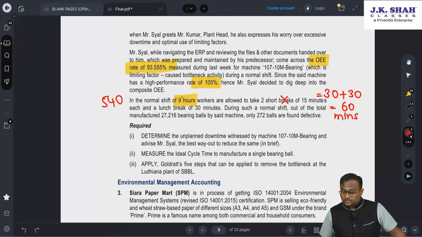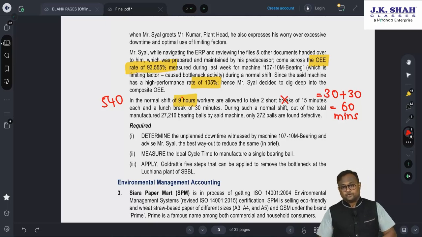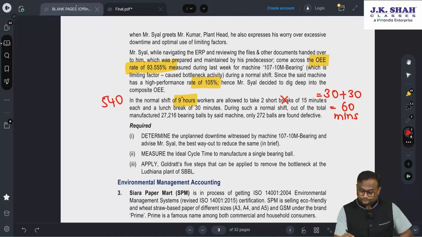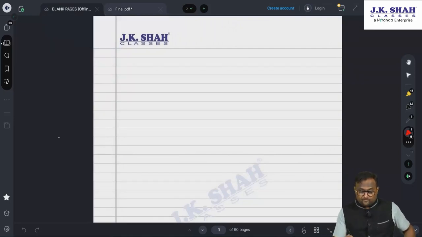Determine the unplanned downtime witnessed by the 10710M bearing manufacturer and advise Mr. Sial the best way to reduce the same. Measure idle cycle and apply Goldratt's 5 steps that must be applied to remove the bottleneck at the Ludhiana plant of the company. Okay. First thing first, how much we have produced?